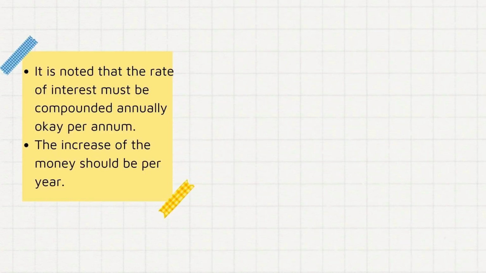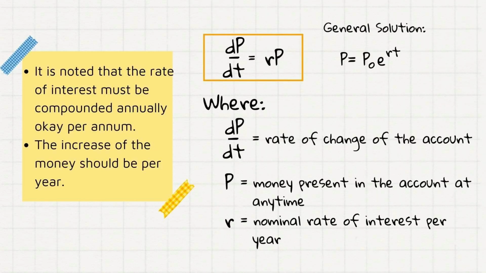It is noted that the rate of interest must be compounded annually per annum, and the increase of money should be per year. So we have the following differential equation, which is dP/dt = rP, where dP/dt is the rate of the account, P is the money present, and lastly, r is the nominal rate of interest per year. So noted that it will always be per year.